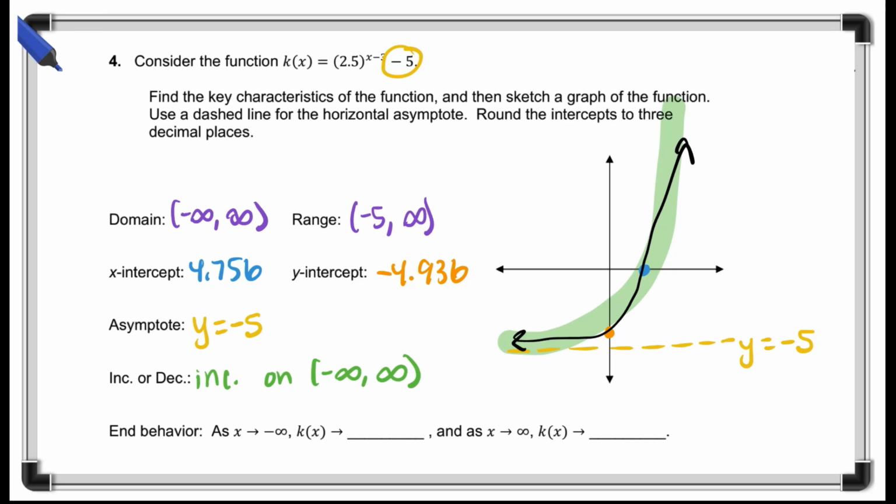And then again, as we look at end behavior, we're looking to see what's going on. As x is approaching -infinity, I'm looking at the left side of my graph. The value that your graph approaches is -5. And as x approaches +infinity, I'm looking at the right-hand side of my graph, and my function is going to approach +infinity.